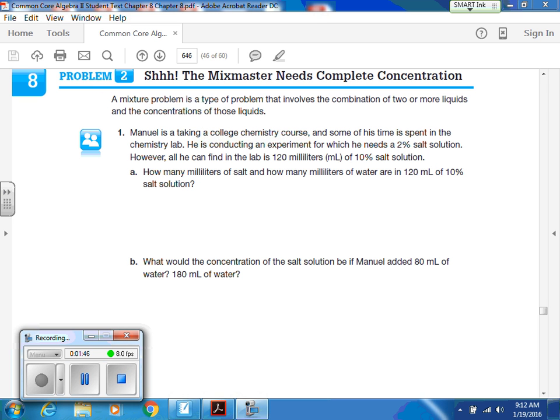Okay, so how much do we have altogether? 120 milliliters, and how much of that is salt? 10%, right? So what's 10% of 120? 12 milliliters, right? Okay, so if it's 120 milliliters and 10% of it is salt, 10% of 120 is 12. So 12 milliliters would be salt.